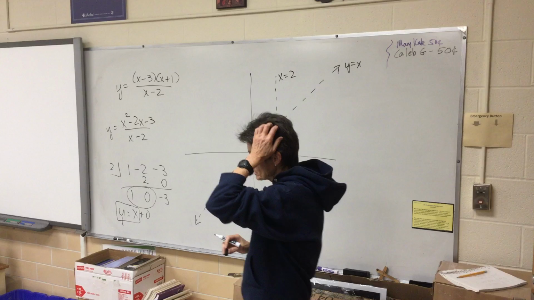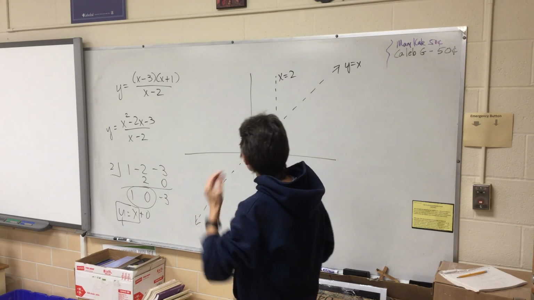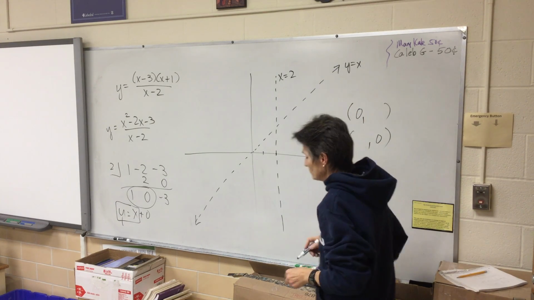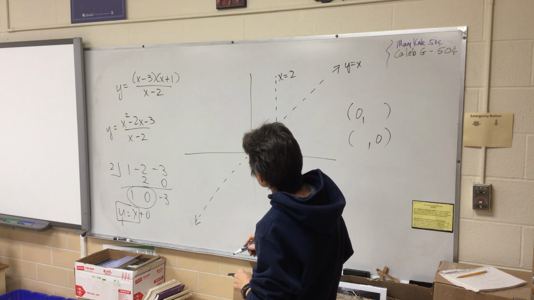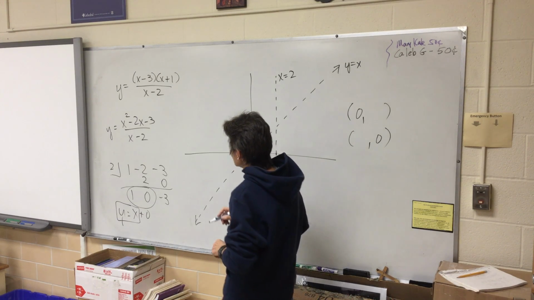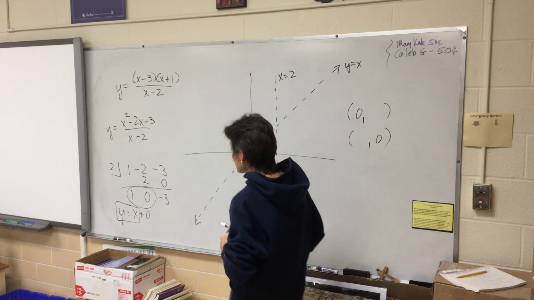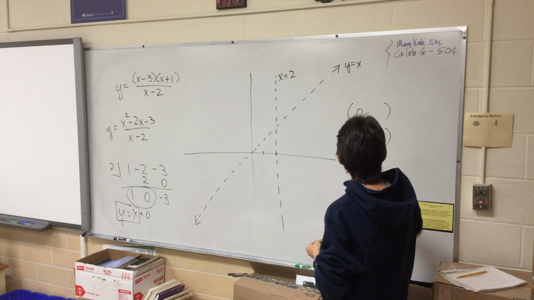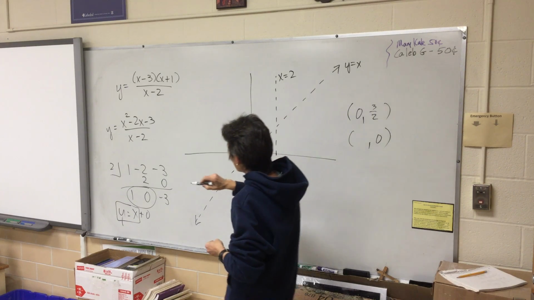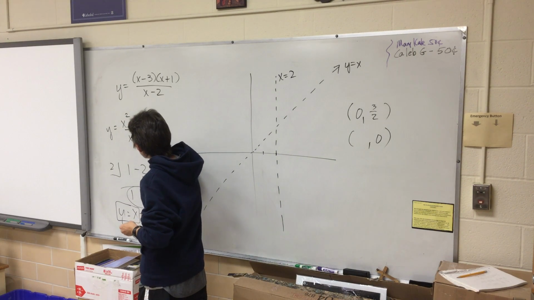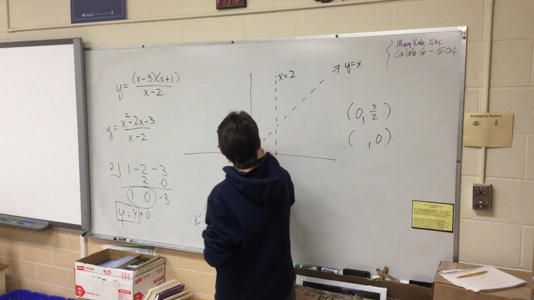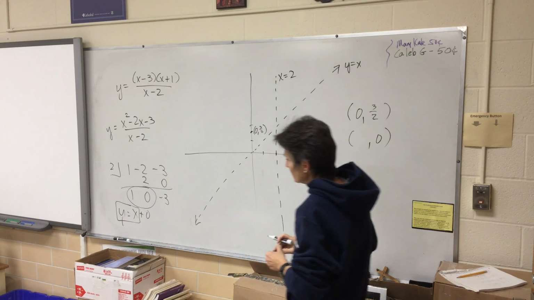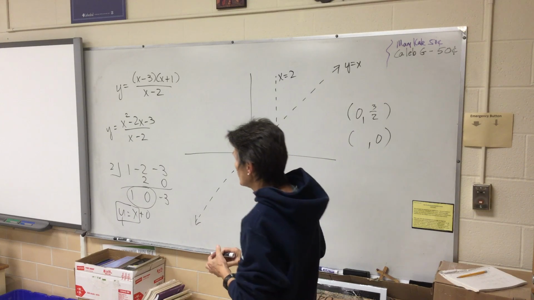Okay, what about intercepts? I find my intercepts by plugging in zeros, right? So can somebody tell me what I get when I let x be 0? I get positive 3/2 if I let x be 0, because I have a negative over a negative. So positive 3/2, 1.5. There's my y-intercept.